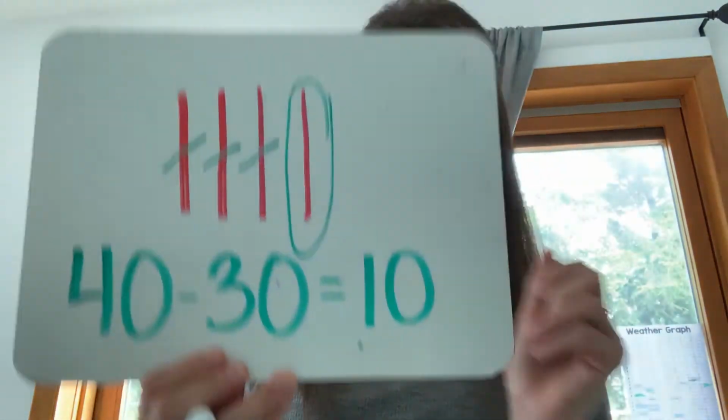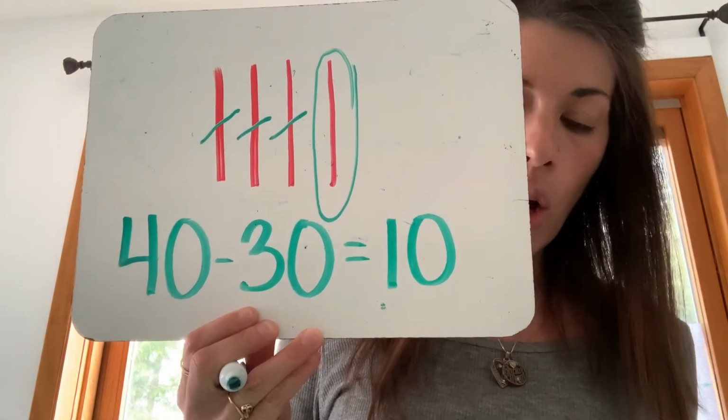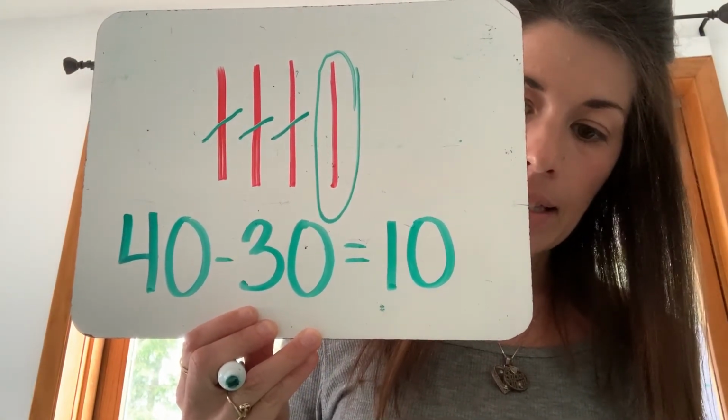Now, if I wrote that in an equation to match my model, it would look like this. 40 minus 30 equals 10. Gordon has 10 seeds left.